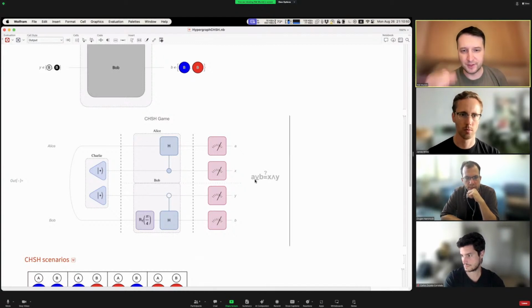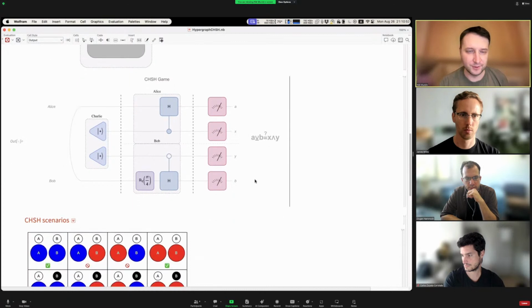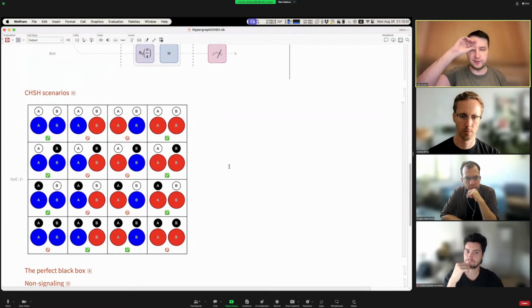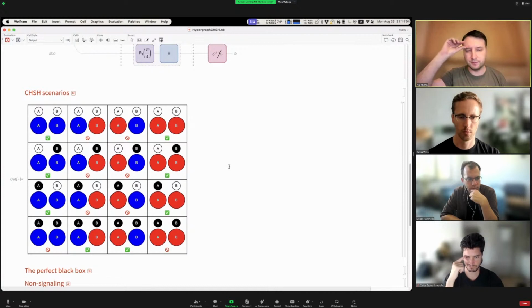Right, so it's pretty hard to follow what it actually means, but in words I already told you what it is. So we can actually just enumerate all of the possible scenarios. In this case, because all the inputs and outputs are binary, there are in total 16 possible scenarios of that particular game.